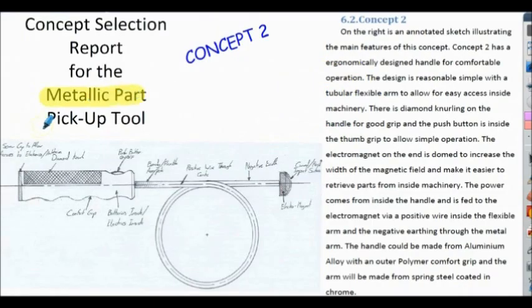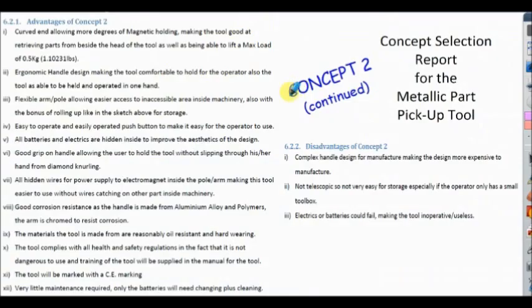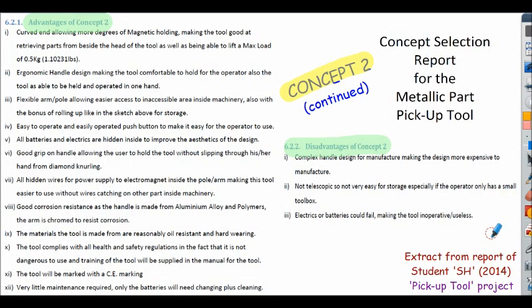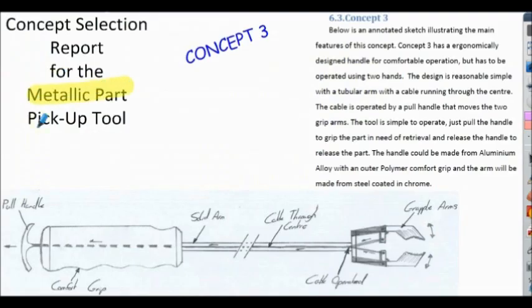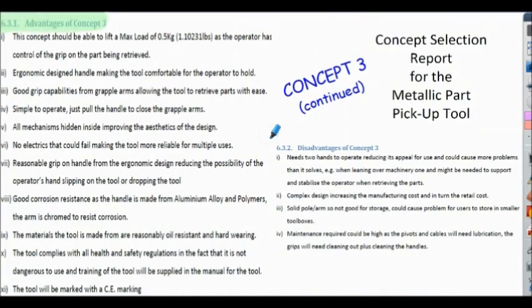Metallic part pickup tool, concept 2. We have our annotated sketch, description of concept 2, and concept 2 continued here, the advantages and the disadvantages of concept 2. And the metallic part pickup tool, concept 3, annotated sketch, description, and the pros and cons.